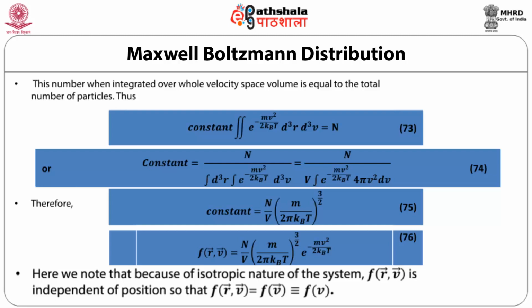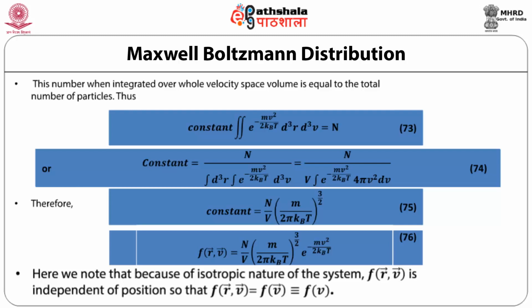Thus, a constant multiplied by a double integral over r and v of e^(-mv²/2k_BT) must be equal to capital N, or the constant is equal to N divided by the integral over d³r multiplied by e^(-mv²/2k_BT) d³v, which is equal to N/V multiplied by the integral of e^(-mv²/2k_BT) 4πv² dv. Therefore, the constant is equal to N/V multiplied by (m/2πk_BT)^(3/2), or f(r,v), the velocity distribution, is equal to N/V multiplied by (m/2πk_BT)^(3/2) e^(-mv²/2k_BT).